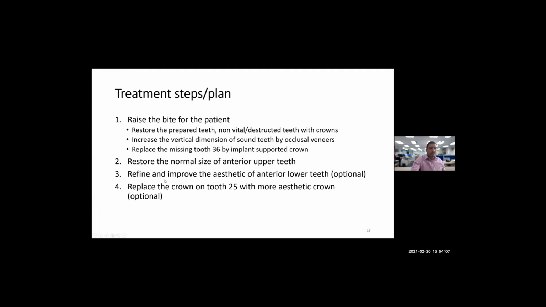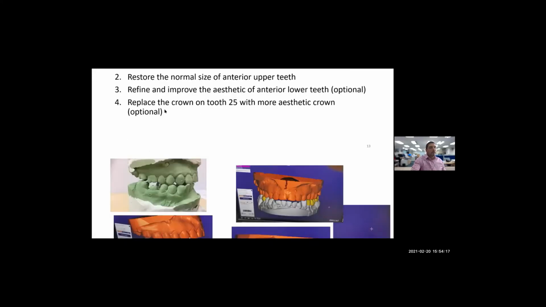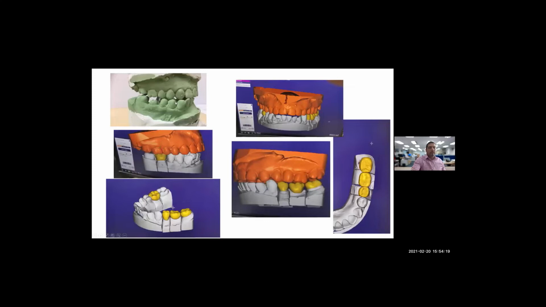And then after this, refine and improve the aesthetic for her lower anterior teeth. That is optional for her. Or maybe replace the upper crown, as I mentioned to you. That is also optional for her. So I started. This is the new bite that we established, and this is the new vertical dimension. So based on this relationship, we started to build.